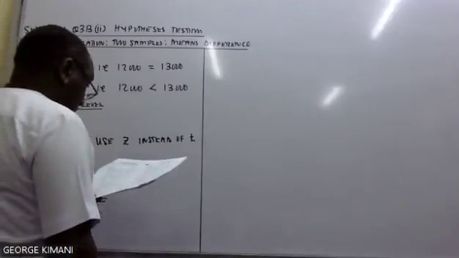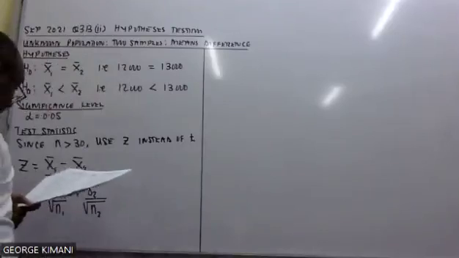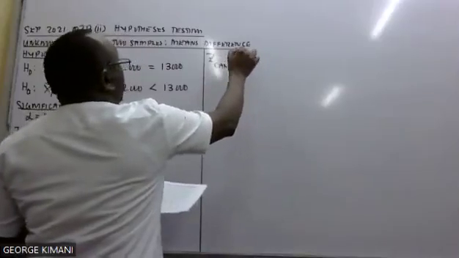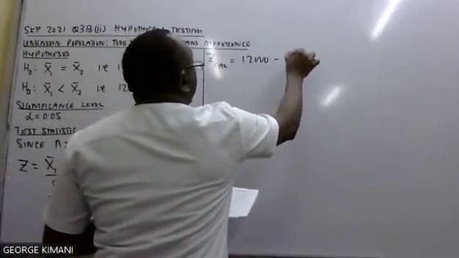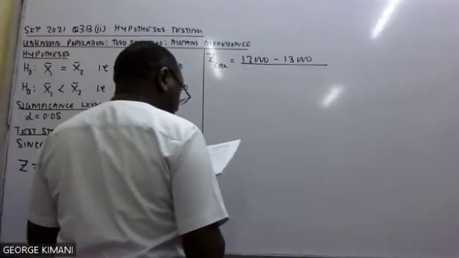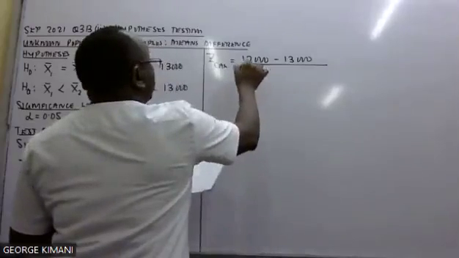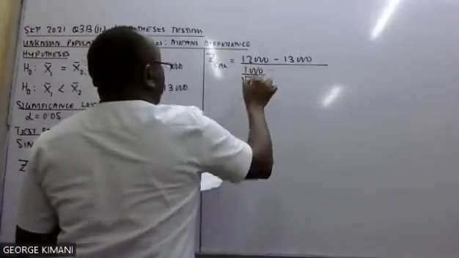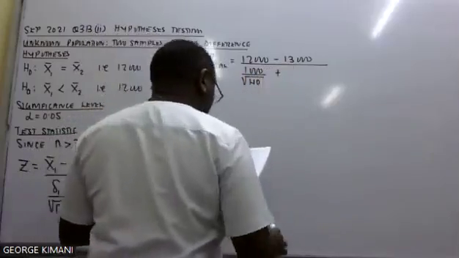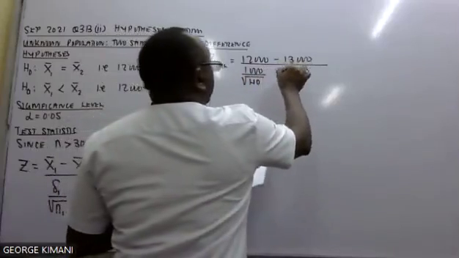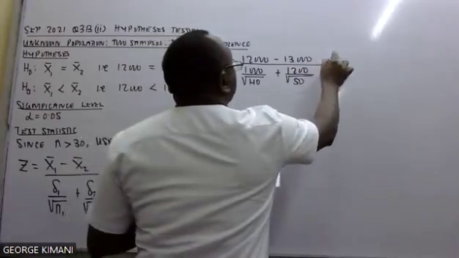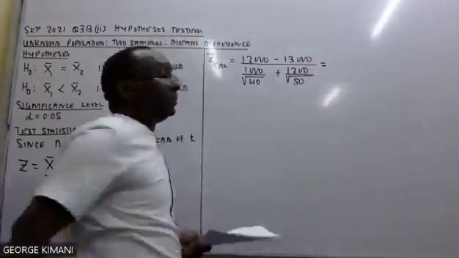All right. The next one is Z calculated. So Z calculated will then be 12,000 minus 13,000, divided by the root of the standard deviation, which is 1,000 here, over 40, plus 1,200 over 50.